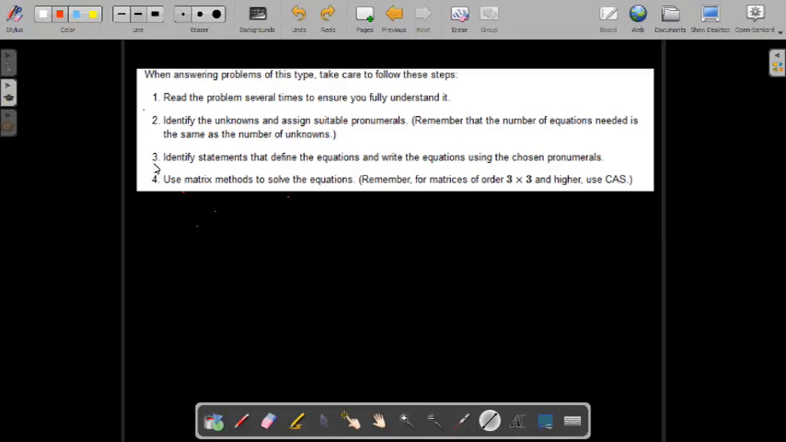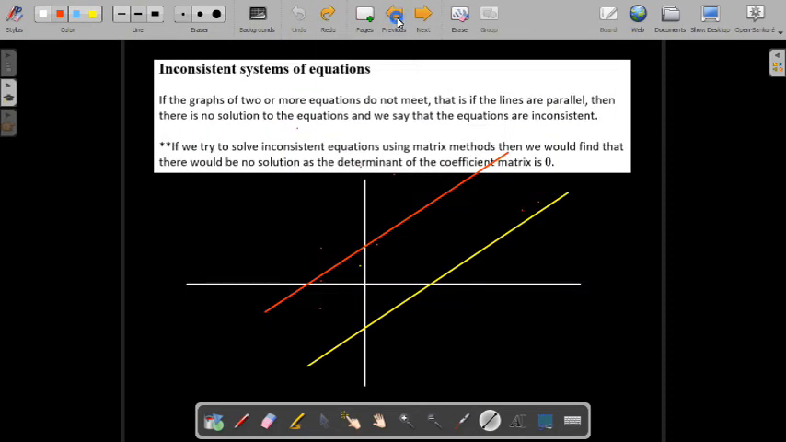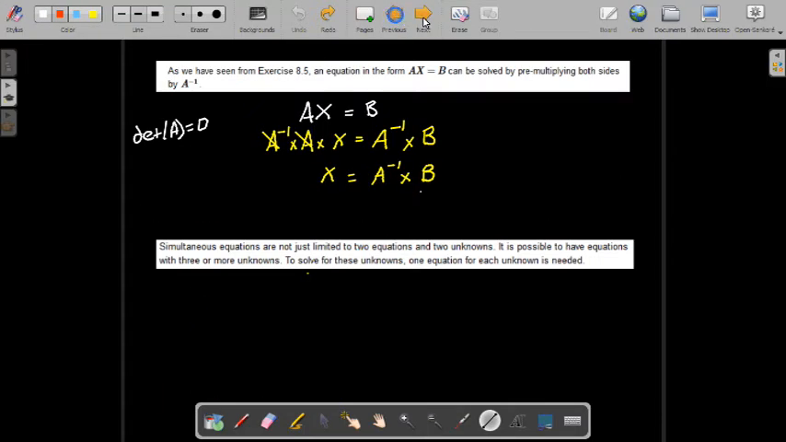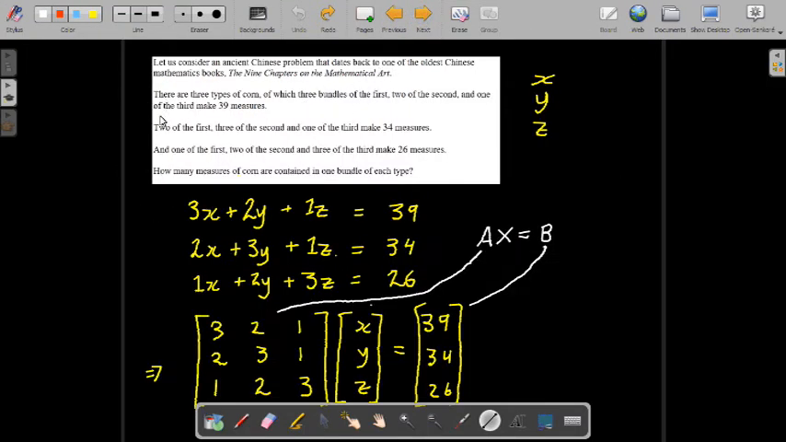Step 3, identify statements that define the equations and write the equations using the chosen pronumerals. In my little example before, from the Chinese problem over here, I broke it up into little paragraphs. Here's 3 bits of information. That's talking about my first equation. The second part was my second, and then the third. So it's handy to break it up into steps like I did there.